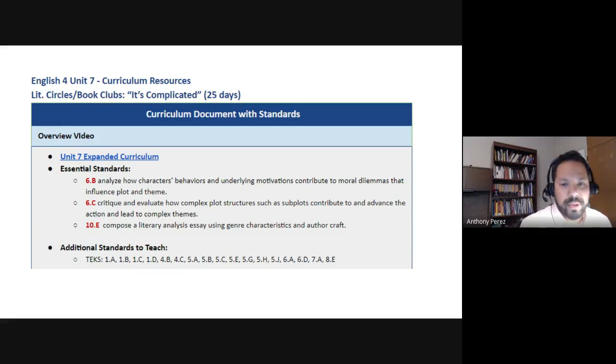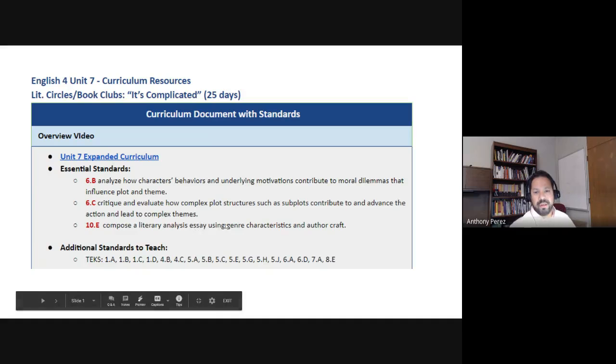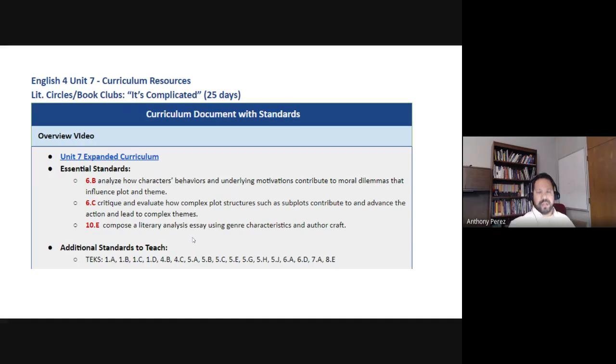All right. And some of the other things you might want to think about are multiple plots that are going on at the same time, linear plots. You might also want to think about non-linear plots such as flashback and what that's doing. But subplot is going to be definitely important for this unit. But why do writers use plot structures that are more than just starting at the beginning and going to the end with just one story? Thinking through that. Okay. The other thing is to compose a literary analysis essay using genre characteristics and crafts. And it does say essay here, but we'll also talk about that in just a little bit.